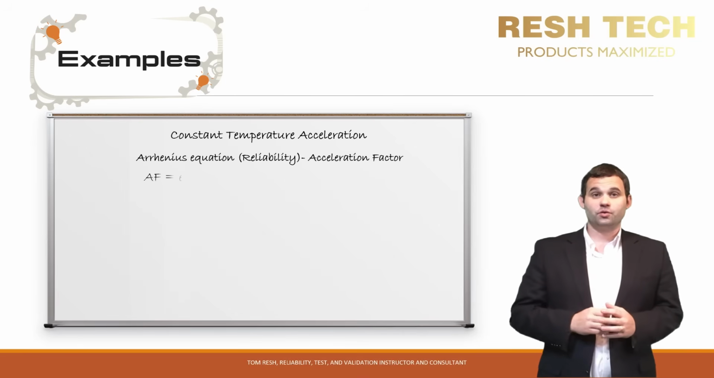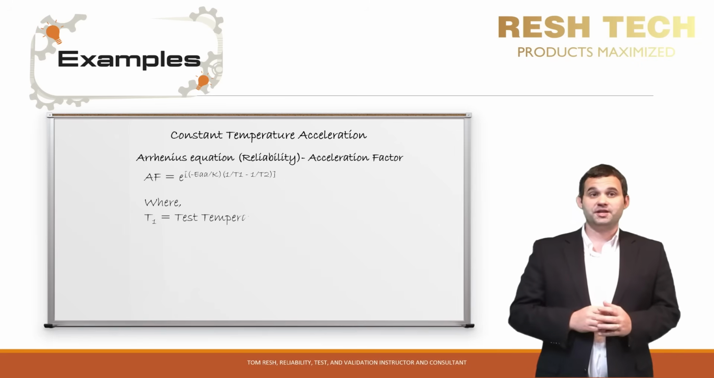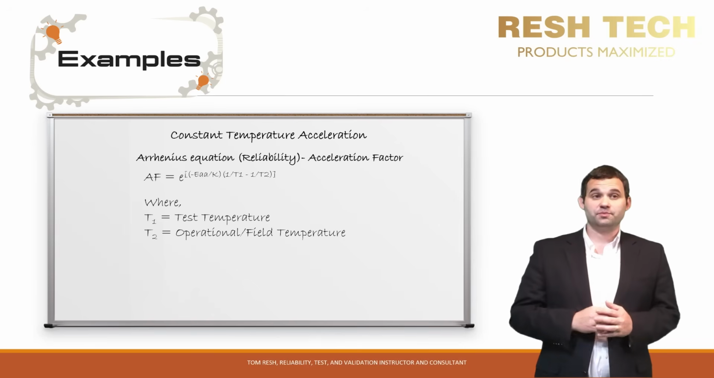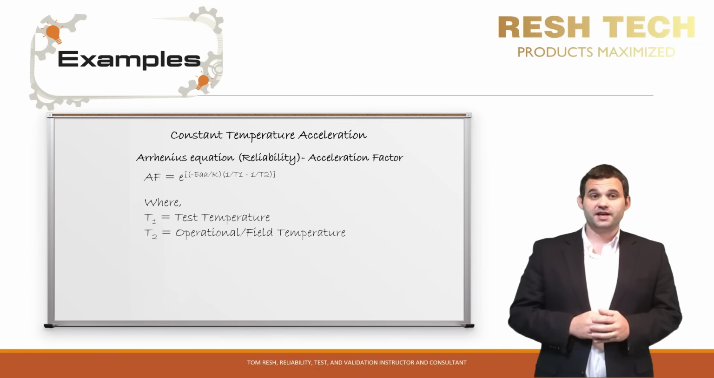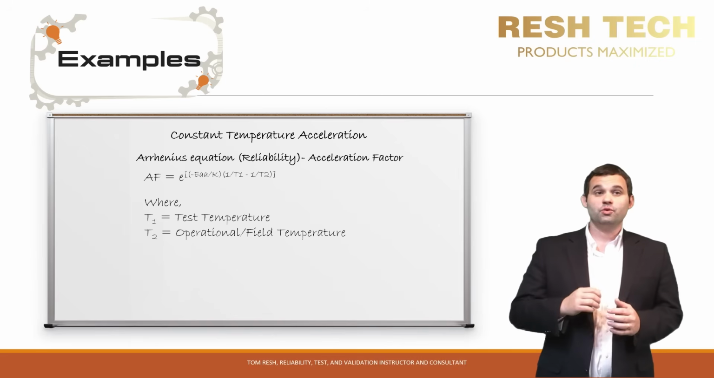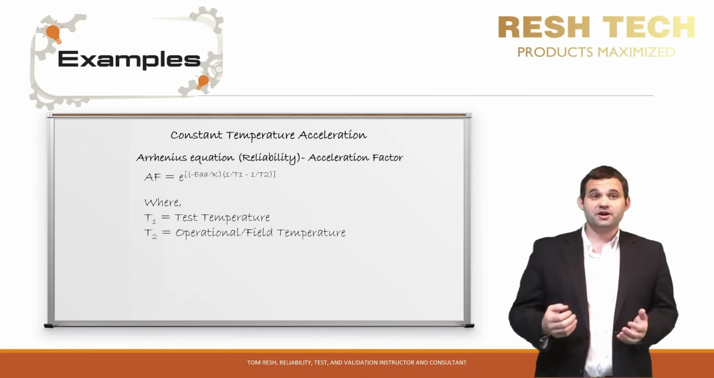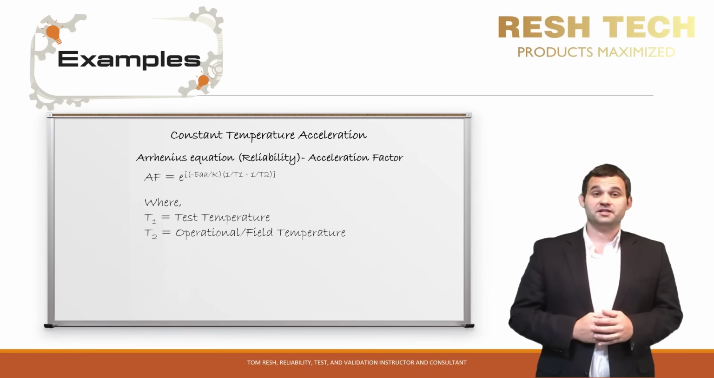In order to use this equation to accelerate your constant temperature test, we need to split up the temperature variable into two temperature values, as pictured. T1 represents the test temperature that you will use for your test. T2 is the operational or field temperature that your system will be subjected to during its operational life. It should be pretty obvious that your T1 temperature value should be higher than your operational T2 value, but I just wanted to point that out just in case.